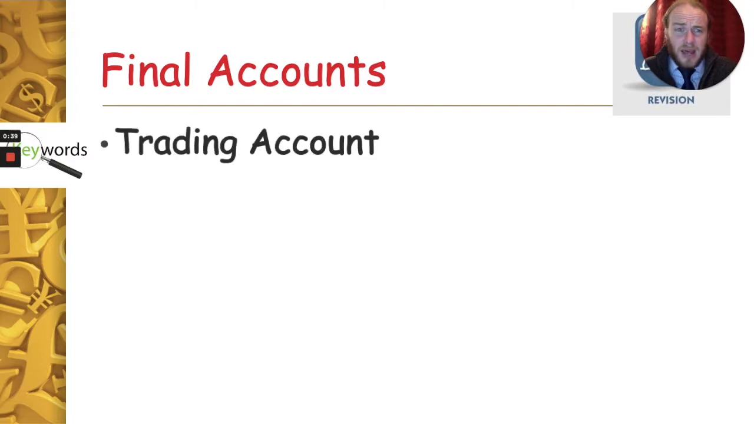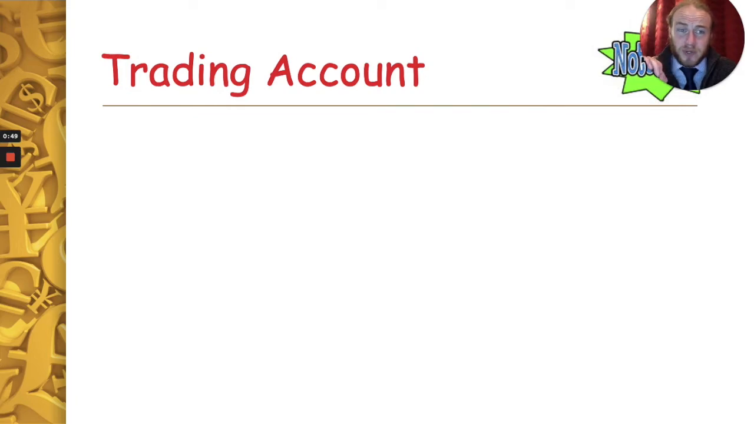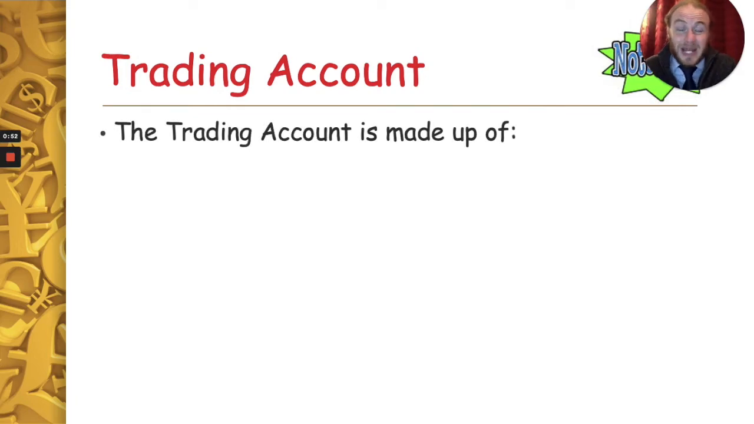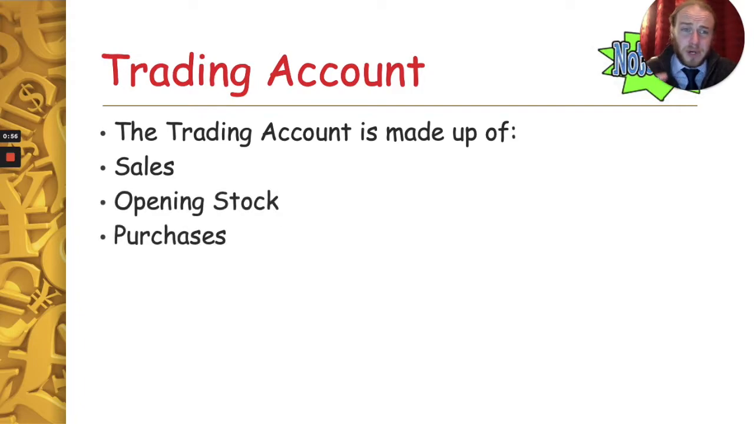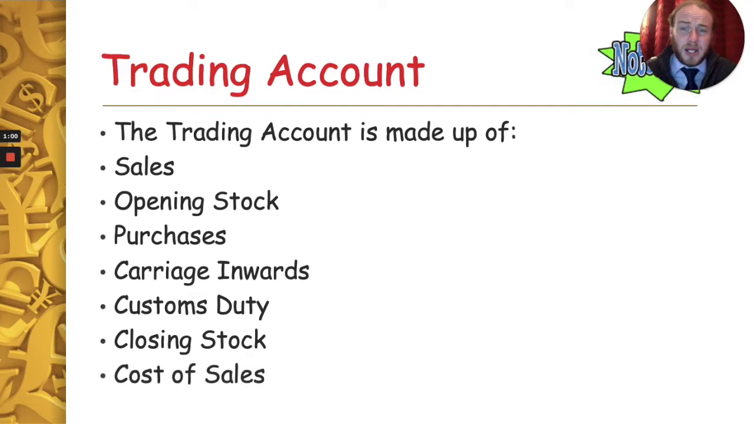Quick recap in case you don't remember from the last one, but a revision for you. The trading account is used to calculate the gross profit that the business has made from when it sells its goods and services. So it's used to calculate the gross profit. So, what is in our trading account? There's a few very simple things. You've got sales, opening stock, purchases, carriage inwards, customs duty, closing stock, and cost of sales.